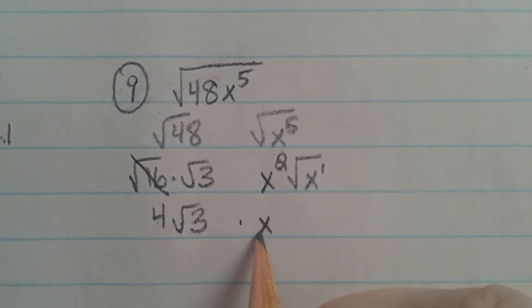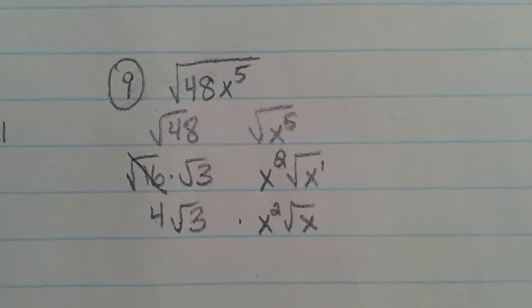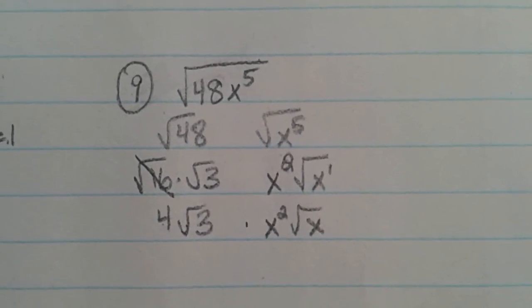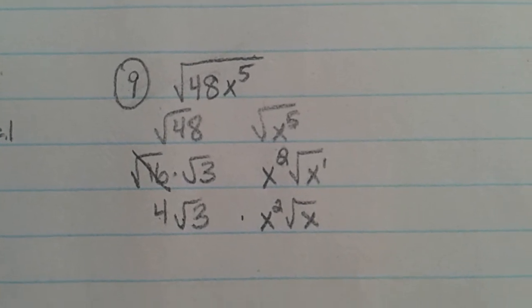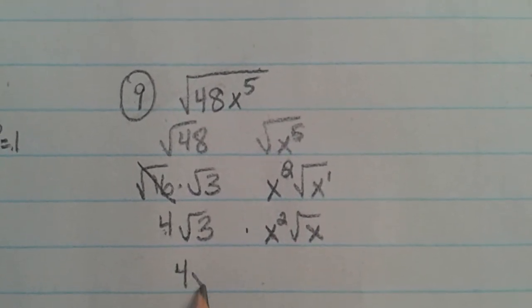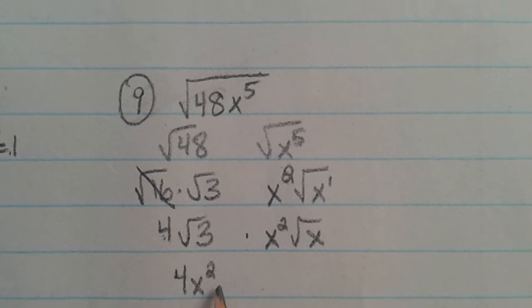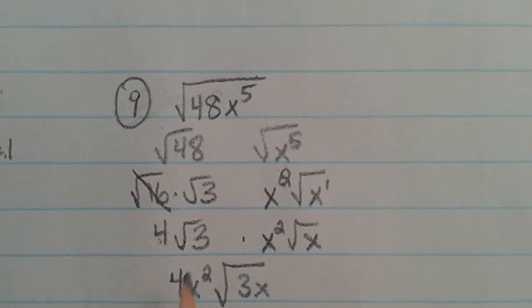So really what we're left with is this multiplication problem now. 4 square root of 3 times x squared square root of x. Multiply what's outside the square roots together, 4x squared. Multiply what's underneath the square roots together, 3x.